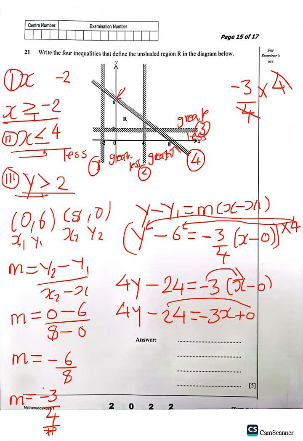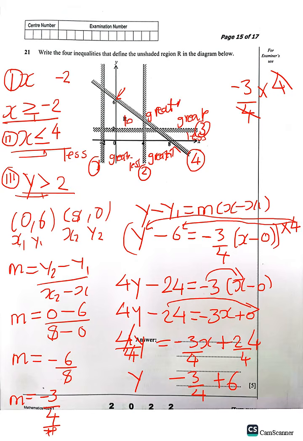Then we'll shift this to the other side, which will give us 4y is equal to negative 3x plus 24. So we can divide by 4, divide by 4, divide by 4. So y equals negative 3 over 4 x plus 6, since 4 into 24 is just 6. Now let's look at the region of interest. The upper is greater, then the lower is less. So we are looking for the lower, and we have a solid line, so we use less than or equal to.